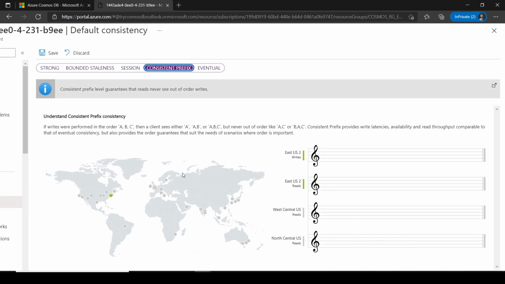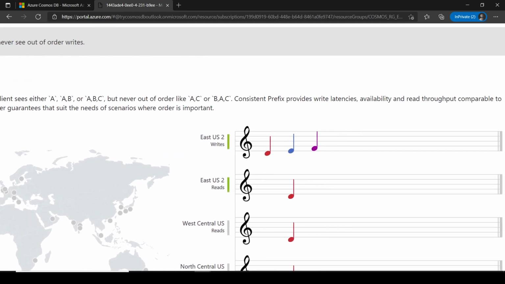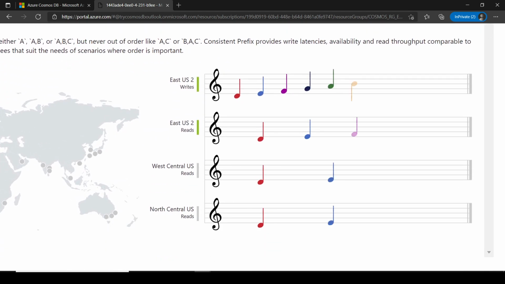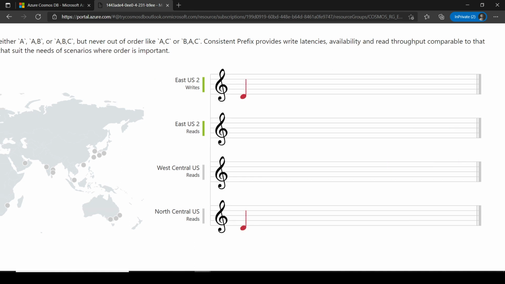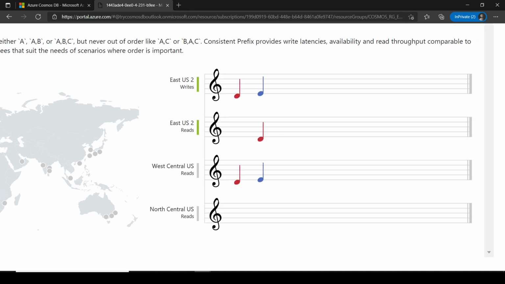The fourth one is consistent prefix. Now if you see this consistent prefix, again I will zoom in. If a person is writing and you are trying to read the data, definitely there will be some level of latency involved. Each region will have a different level of latency. If I'm writing to East US 2 and someone is reading from the same region, or from another region, they will have different levels of latencies. They will see the lag in the data reads. However, the order will remain the same.